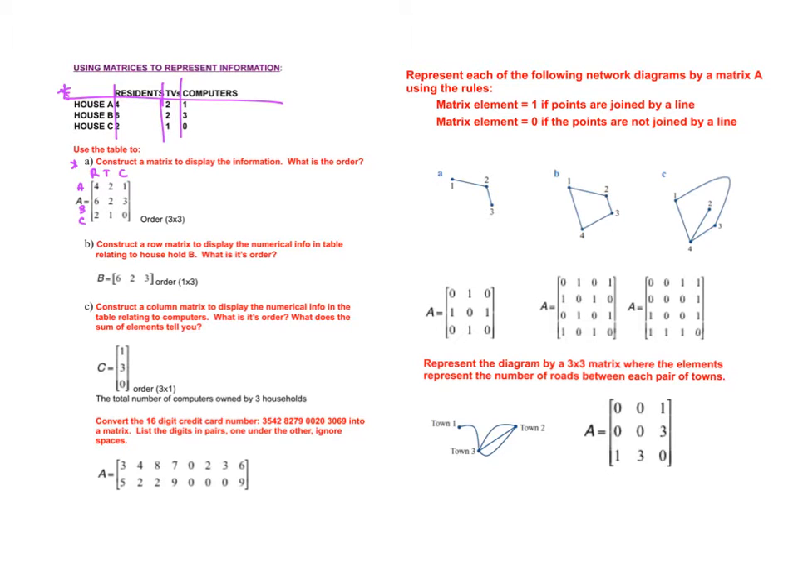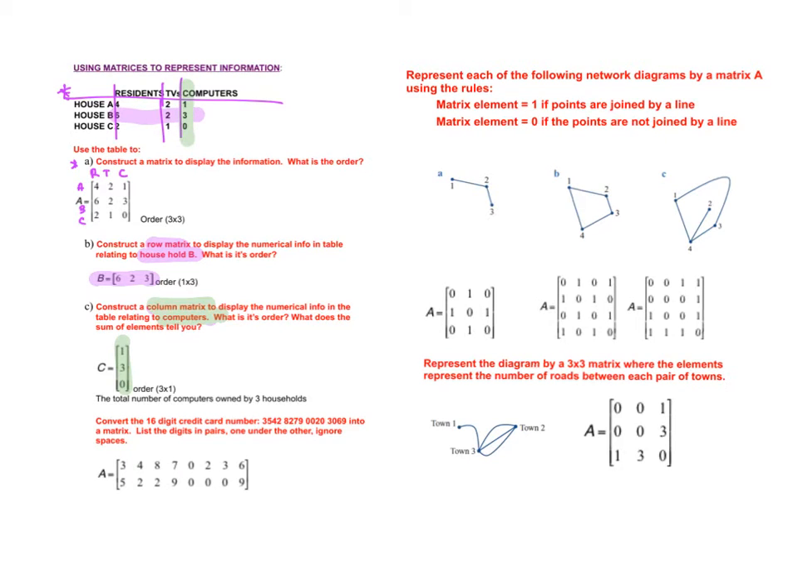Okay, so we might get asked to put the information in like that. It then said, and this is what I was saying the other day, construct a row matrix to show household B. So household B's information is there, and I've simply put it in a row. That's the type of question you could get. And here they said a column matrix to display the computer information. So I'm going to put the computers in a column matrix, and there you go.